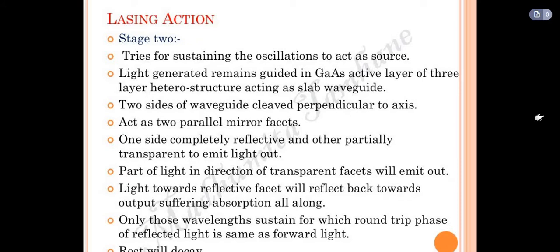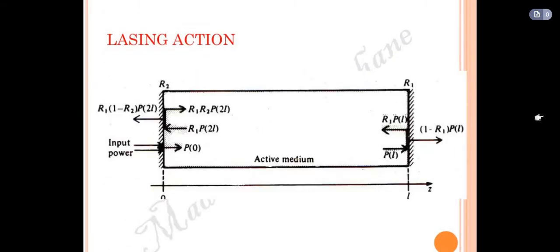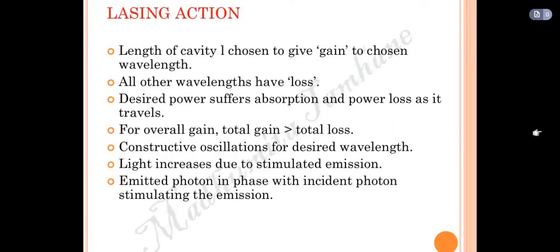Now, for further clarification, we have seen the lasing action as well. So what is the lasing action all about? One end should be the input and the other end has to work as the output, P of L. Here is the input, P of 0. This also we covered, and we came to know that it can work in two kinds. One is the active medium. When we pass the light towards one end, we want to see how the lasing action is going to work. Basically, the length of the cavity.